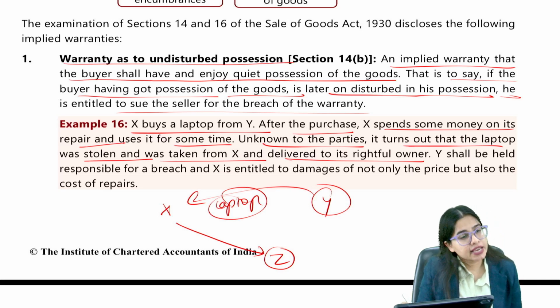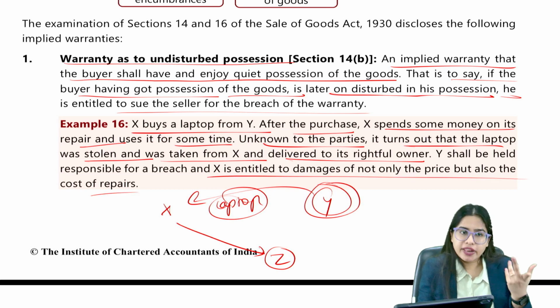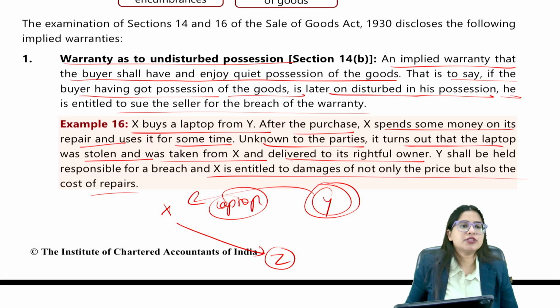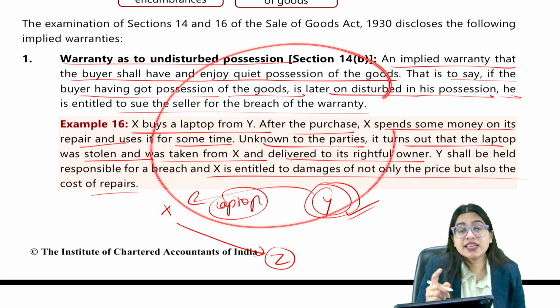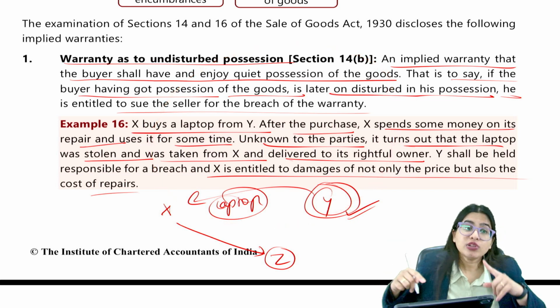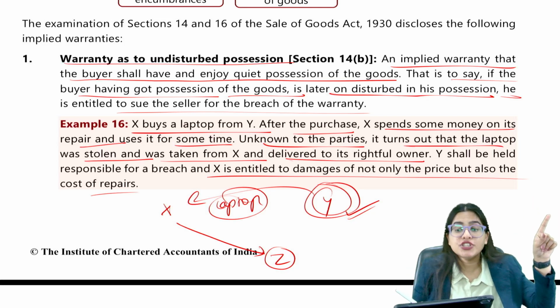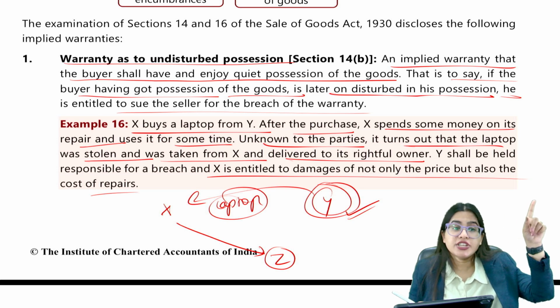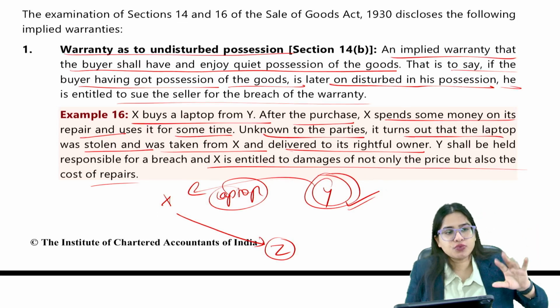In that case, he can claim the refund from Y under the implied condition, and he can claim damages also. Whatever repairing cost he has paid, those damages also he can recover from Y. Guys, please understand, the same thing is covered in implied warranty, and the same thing was covered in implied condition also. Remember the first implied condition as to title; only the language is different, otherwise that first condition and the first warranty are the same.